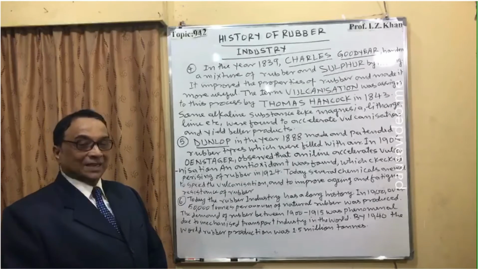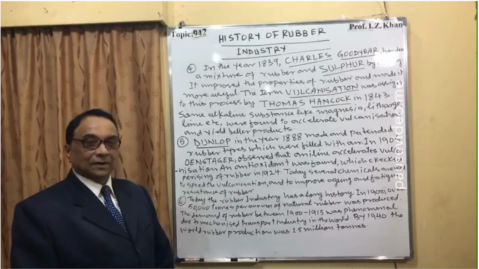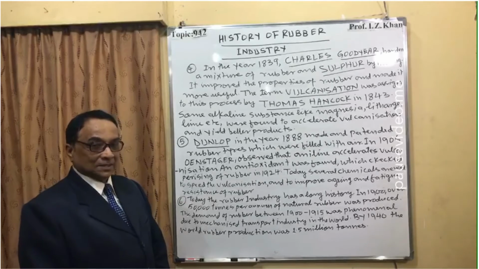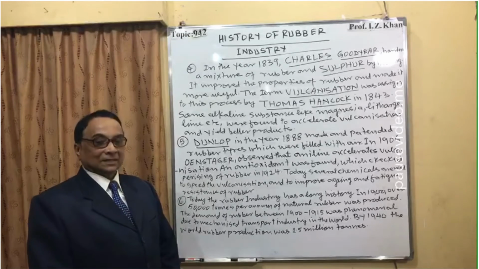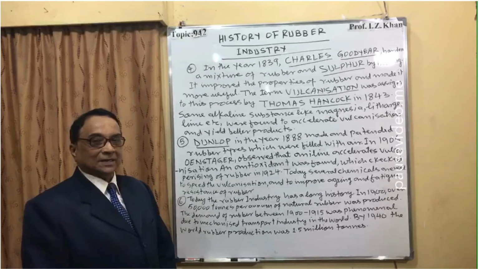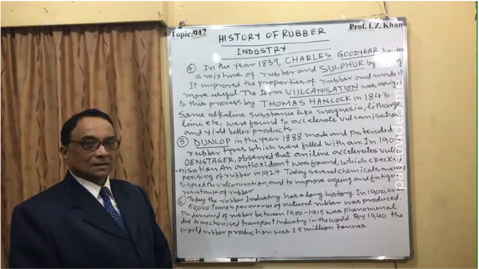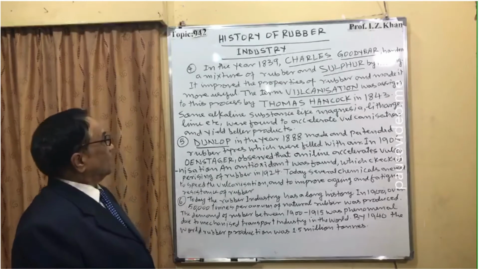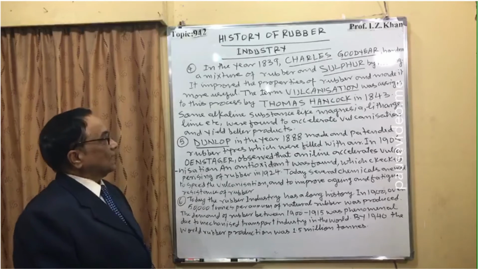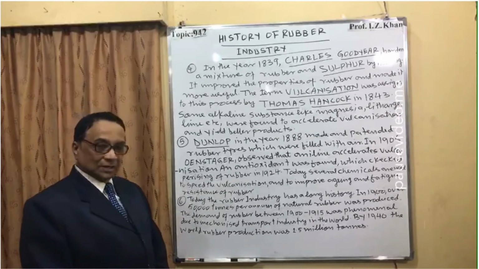So it was Charles Goodyear who gave this term, addition of sulfur to make rubber harder and to increase the plasticity and elasticity. The sulfur is added and heated, and this process of rubber is called vulcanization, and that was given by Charles Goodyear. It was assigned to this process, and that was by Thomas Hancock in 43.